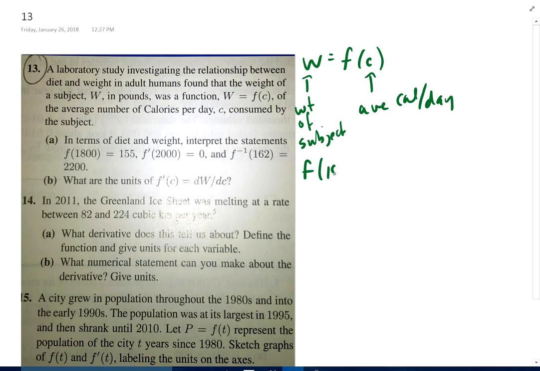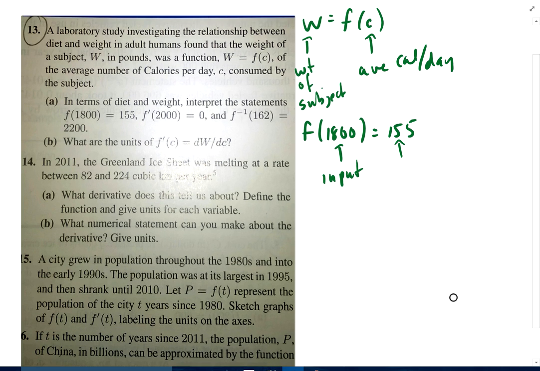Let's see, F of 1800 is 155. So this is the input. So if you consume 1800 calories per day on average, you're going to weigh 155 pounds. Okay. F prime of 200 equals 0. This is the rate of change of your weight. Okay.